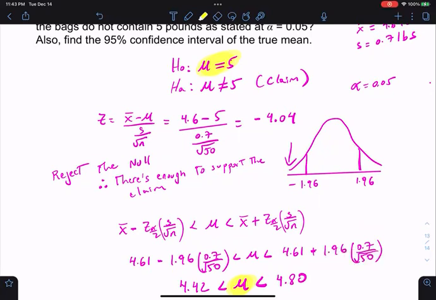Therefore, we can say that what they're saying is true, right? There's a relationship between the confidence interval and hypothesis testing. Both agree that 5 pounds is not within this range. So the bag does not contain the 5 pounds as mentioned in the problem, but we don't know if it contains less or more. We just know that the range should be between these two values. That's what they're saying. Okay, good.